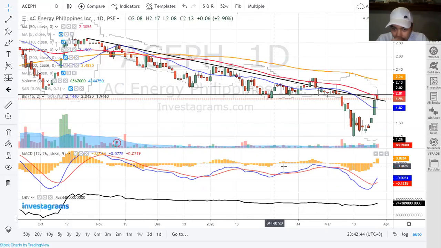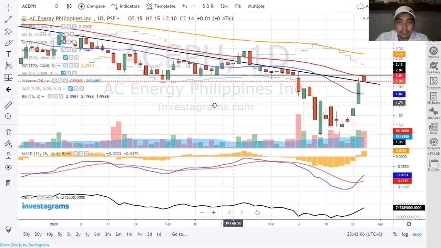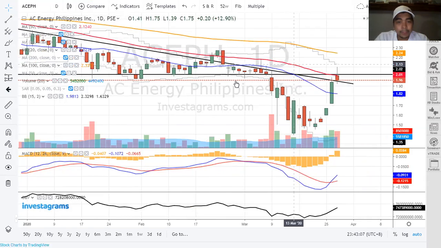Also here, the MACD is above the signal line. So it's not all the time that it's like that. So you should really enter a trade with precaution. But before you enter a trade, of course, you have a checklist on what are the indicators that you must check first. So now here, we have a diagonal resistance line and horizontal resistance line over here.